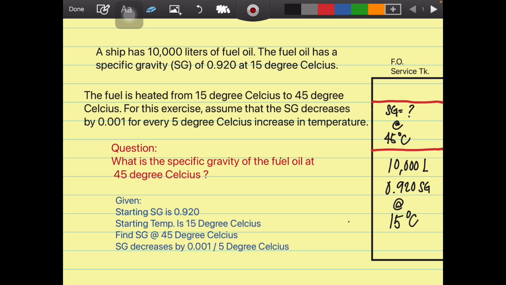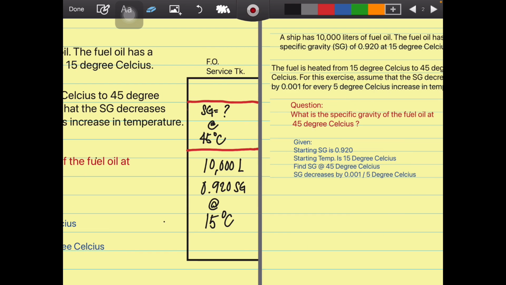Now we have a given here, starting specific gravity 0.92, starting temperature is 15, specific gravity at 45 degrees, that is what we are looking for, and then there's a specific gravity decrease by 0.001 per 5 degrees Celsius. So ano daw uli? Yung SG pagdating niya sa 45 degrees temperature ng fuel oil na yon.